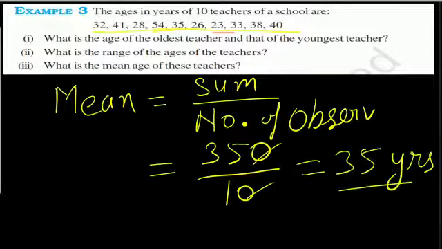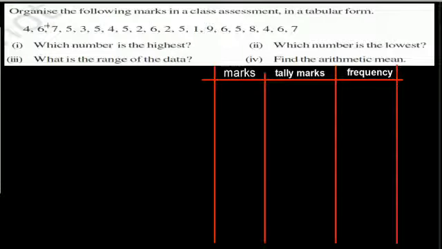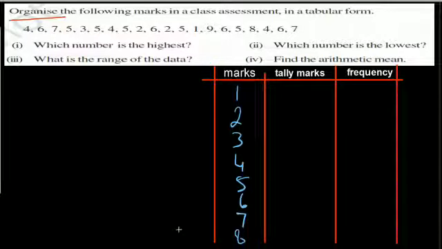Now move to another example. In this example, we first have to organize the data, then give the answers of all these parts. So make a column for it. I have already made it: marks, tally marks, and frequency. How many marks are there? The marks are 1 to 9. So write 1, 2, 3, 4, 5, 6, 7, 8, and at the last 9. In this way we have to make the table.